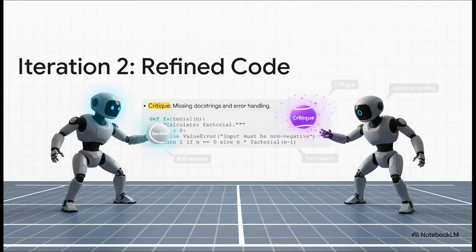So, true to its mission, the critic volleys back with super clear, specific feedback. Dude, you're missing docstrings, and you completely forgot about handling negative numbers. The generator takes that feedback on board, revises the code, and boom, serves up a much better version. Now we've got a docstring, and we've got proper error handling. That's what I call progress.